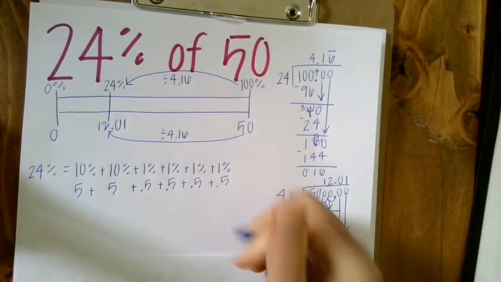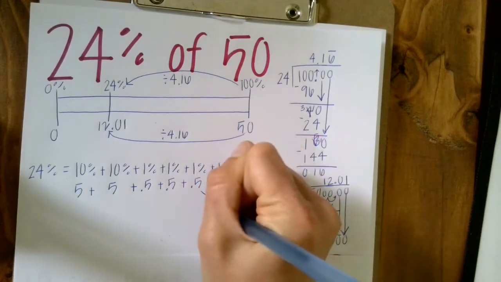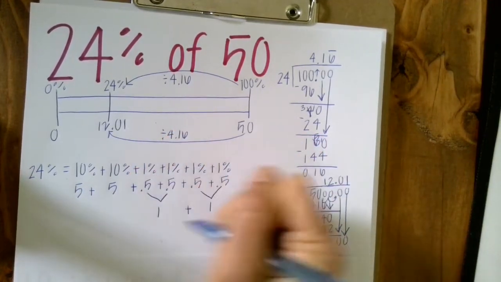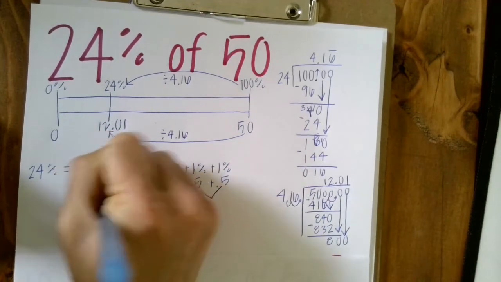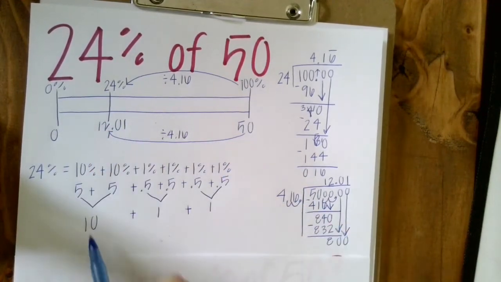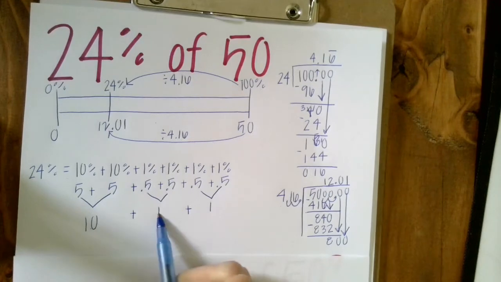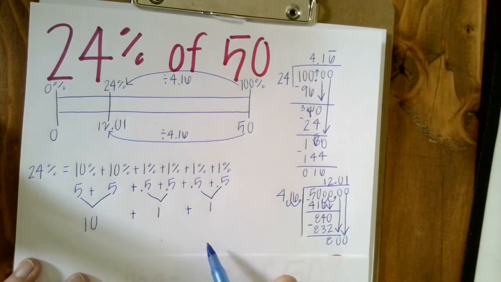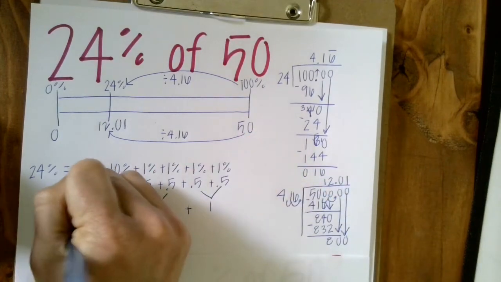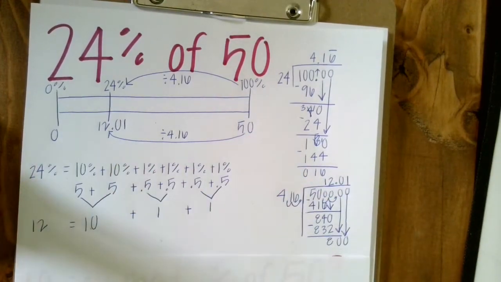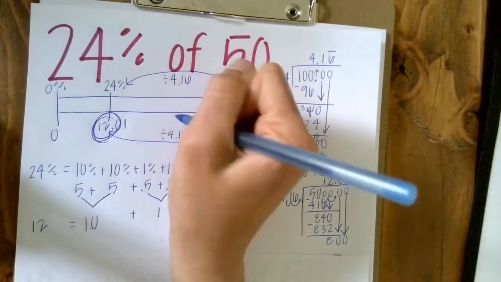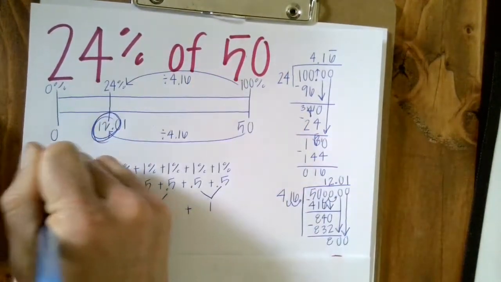And now I'm going to add that all together. So 0.5 is 1, 0.5 is 1, 5 and 5 is 10. So I have now 10 plus 1 plus 1, which is 12. So that means that 24% of 50 is 12, which is the same thing that we got here, 12 and 12.